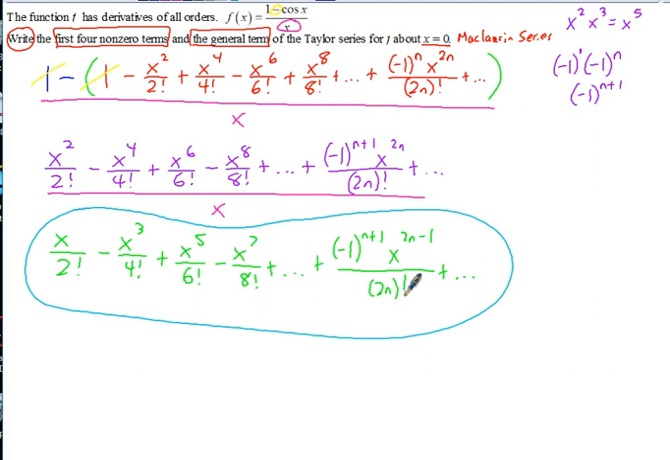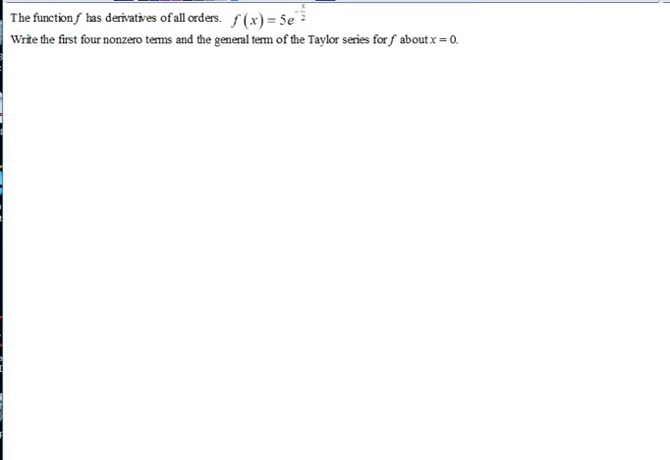And that's really because the 1s here ended up canceling out. All right, let's take a look at the next example. This one, we've got, again, the first 4 non-zero terms and the general term of the Taylor series about x equals 0. So again, since it's about x equals 0, it's really also a Maclaurin series. Derivatives of all orders, the derivatives exist everywhere.